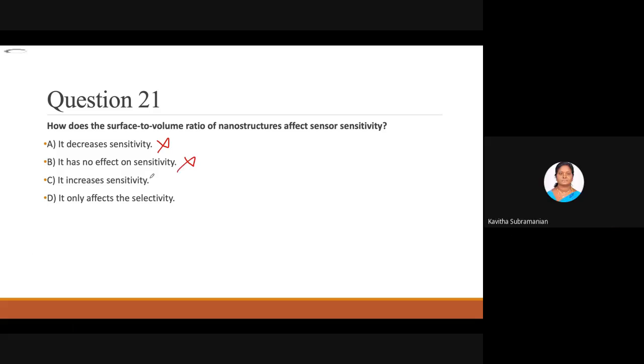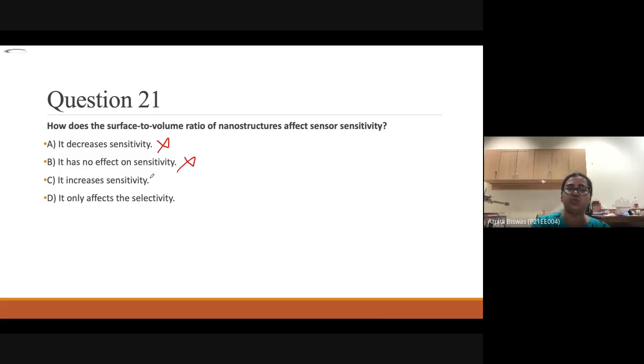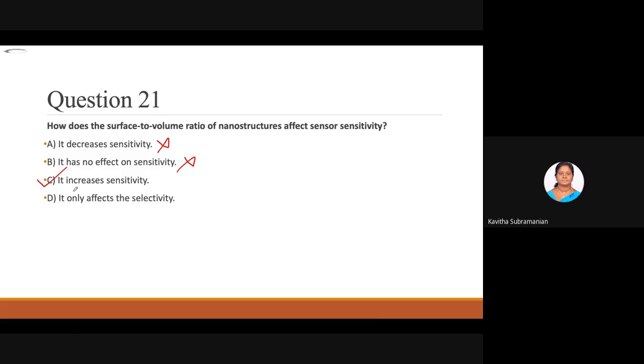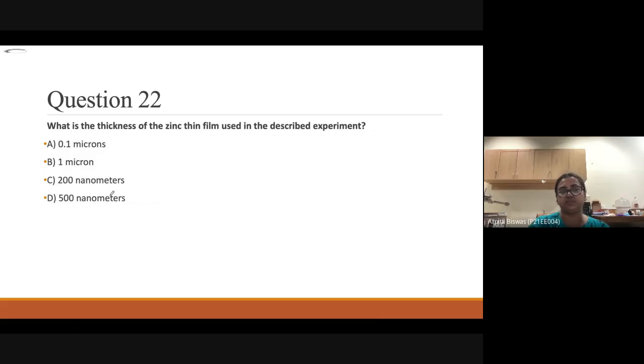And what about the third option, increase sensitivity? The surface by volume ratio is more, so sensitivity is also more. So this option is the right answer. And it only affects the selectivity? No, not only, it also affects the sensitivity. So the right option is option C.